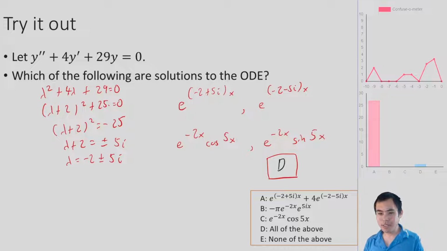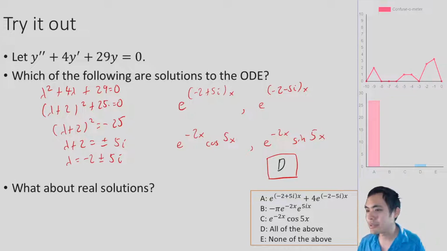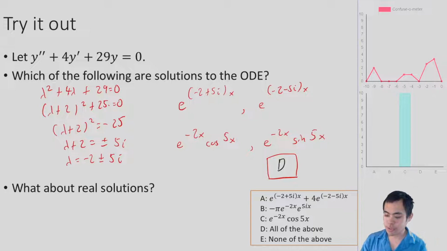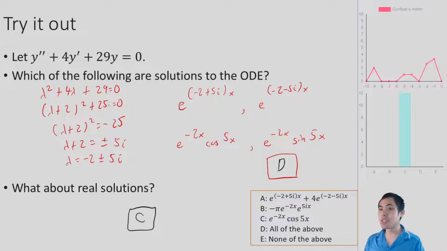Okay, and let me go ahead and ask the next part, which I think Samantha already glommed onto. What about real solutions? Which of these are real solutions to the ODE? So things that don't have any imaginary numbers. So the answer here is indeed C, because C doesn't have any imaginary numbers in it. It's just completely real. So even though some of our solutions have imaginary numbers, we can pick solutions that only have real numbers.